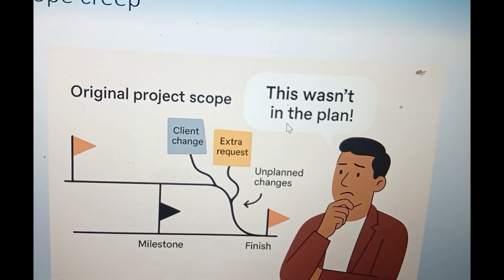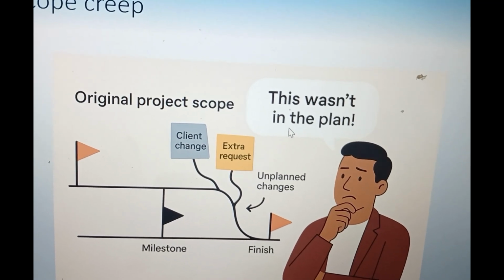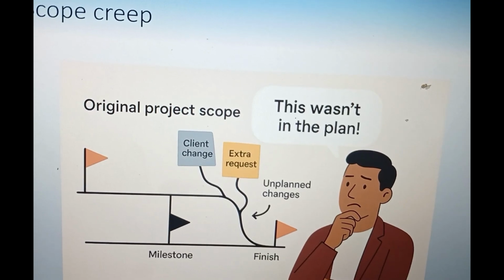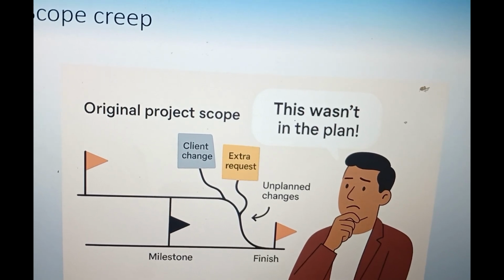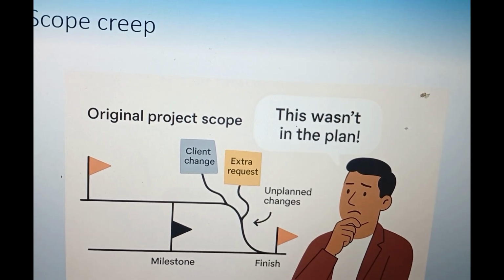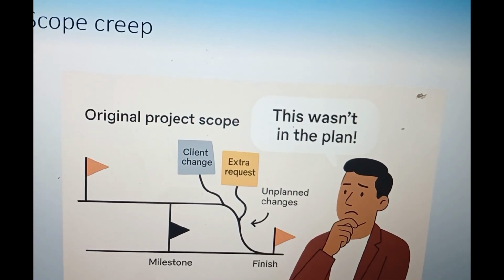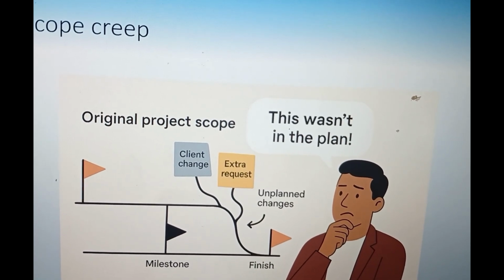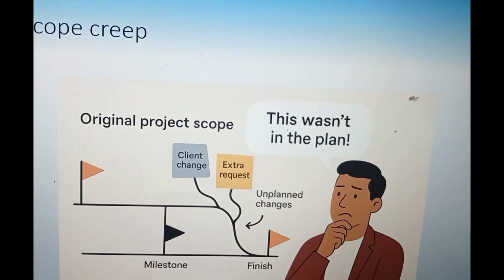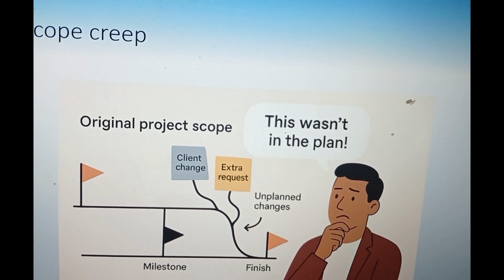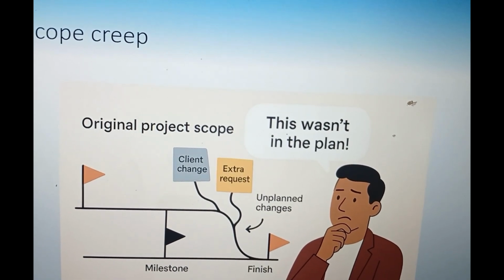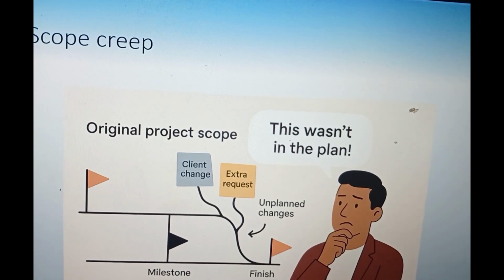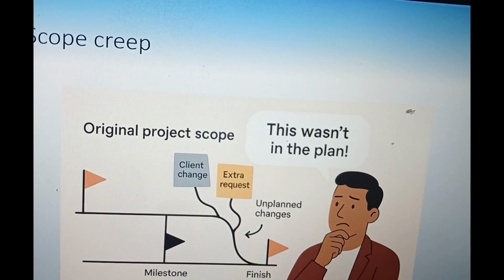But actually, this wasn't in the plan. So we say it's unplanned changes. This is what we call a scope creep. Small addition to a scope. One today, the other one tomorrow, the other one a day after tomorrow. When you add all this, you find yourself that the project is out of scope.